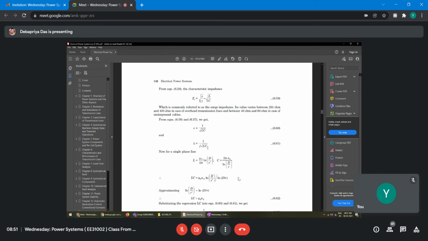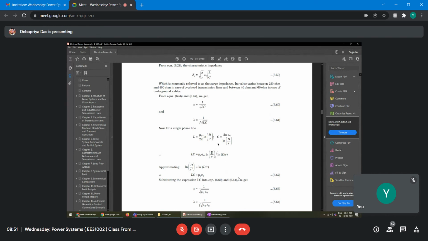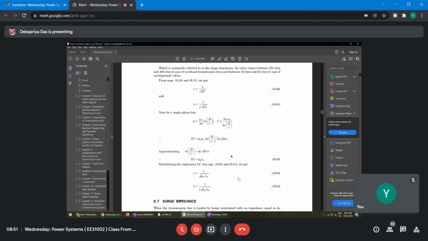Now for a single phase line, let us make the assumption. Inductance is mu 0 by 2 pi ln d upon r dash, and capacitance is 2 pi epsilon 0 divided by ln d upon r. If you multiply LC, it is mu 0 epsilon 0 ln d upon r dash by ln d upon r. Now if you approximate ln d upon r dash as approximately ln d upon r, then LC will be approximately mu 0 epsilon 0.